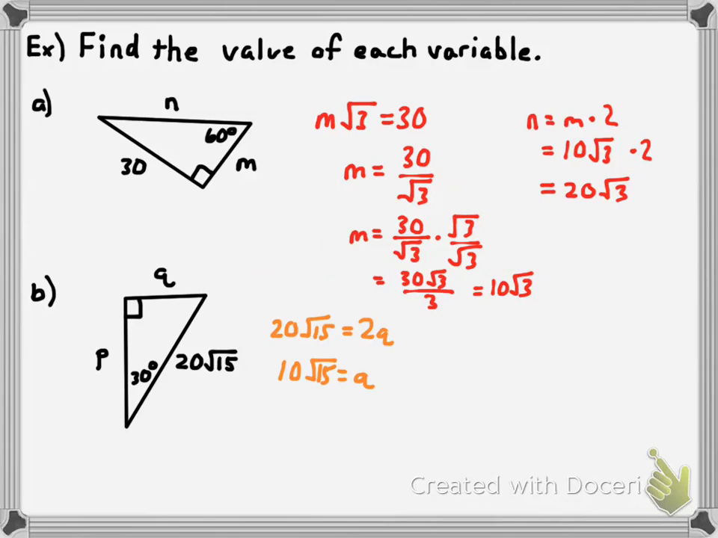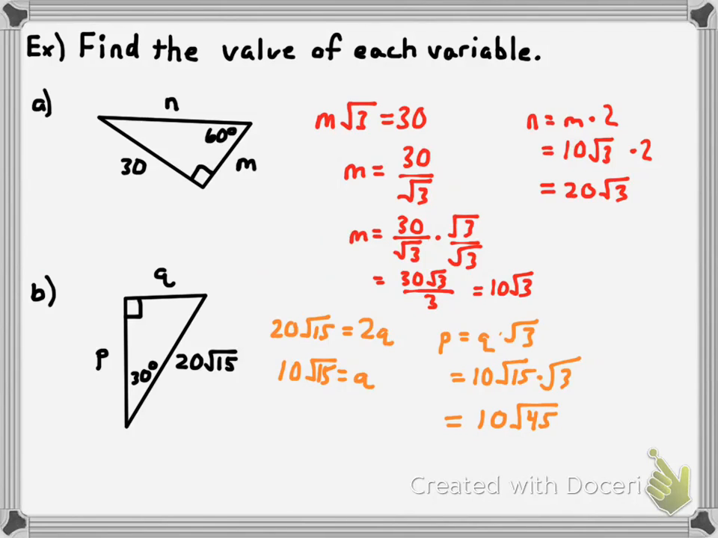Easy. And then, once you've got that, multiply the shorter leg by the square root of 3 to find the longer leg. So, 10 square root of 15 times the square root of 3, that is going to give you 10 square root of 45. I multiplied my two inside numbers together there.